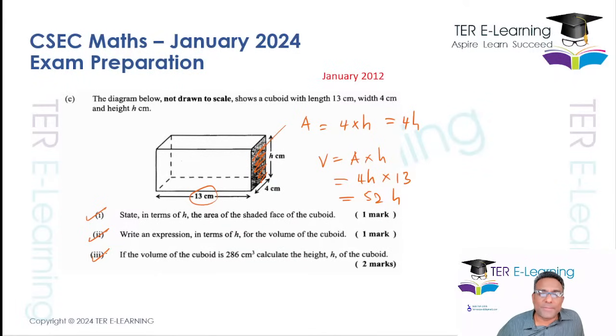And the last part, they said the volume of the cuboid is 286, calculate h. Well, that's easy. Since the volume is 286, all you need to do is say 52h is the volume, and you put that equal to 286. So therefore h is 286 over 52. So therefore h is equal to 5.5. So that's the answer for this part for 2 marks. That's an easy 2 marks.